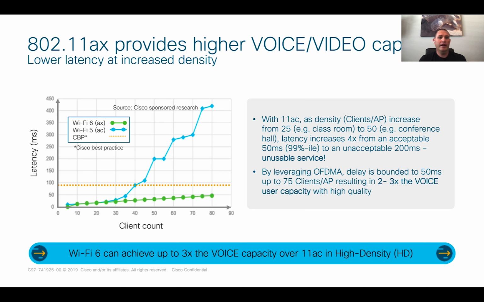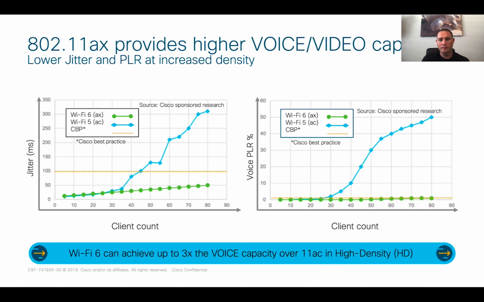Here's another one around latency. So same thing, client count, latency on the right. So as the client count goes up, we see a dramatic increase in latency. And this comes into play when it just basically makes services unusable once latency gets that high. So OFDMA, by leveraging it, delay is bounded to 50 milliseconds here, up to 75 clients in AP, resulting in 2 to 3x the voice user capacity with high quality.